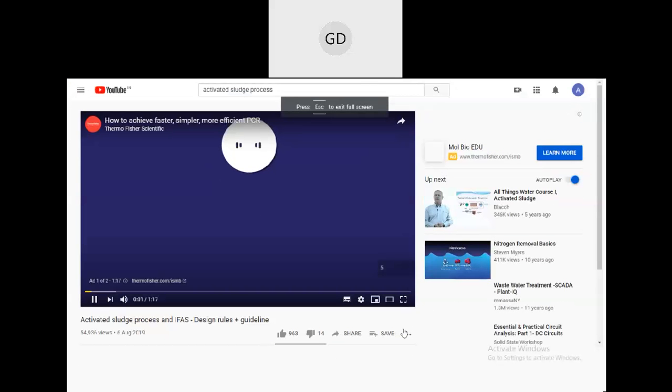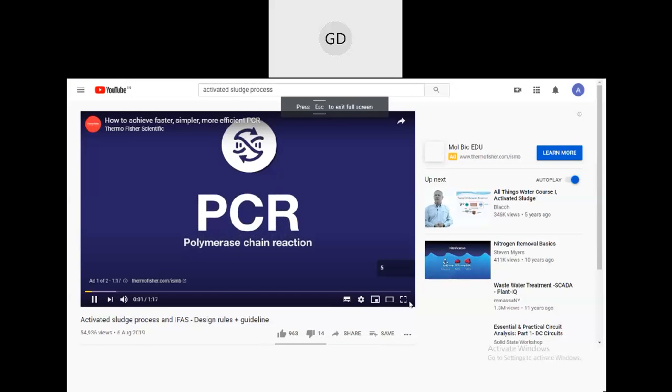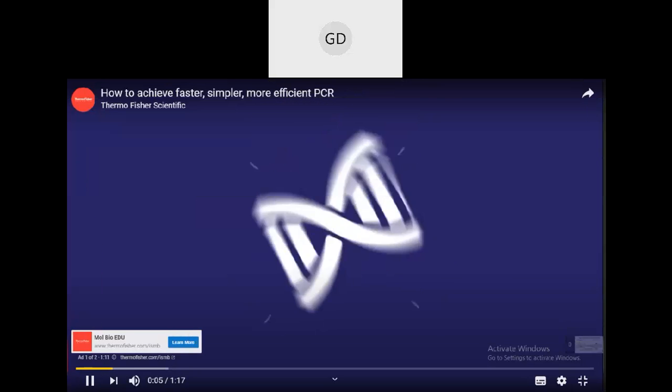A molecular biology method, PCR, provides efficient and specific amplification for nucleic acid.